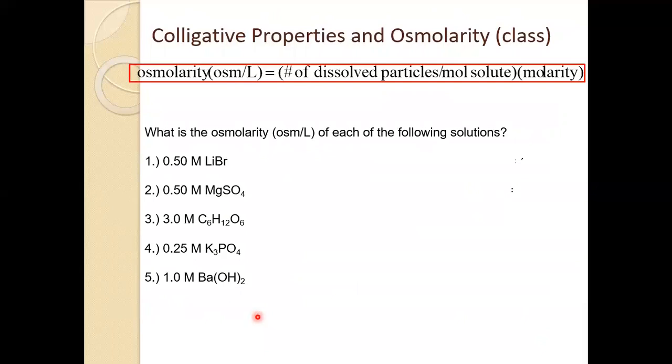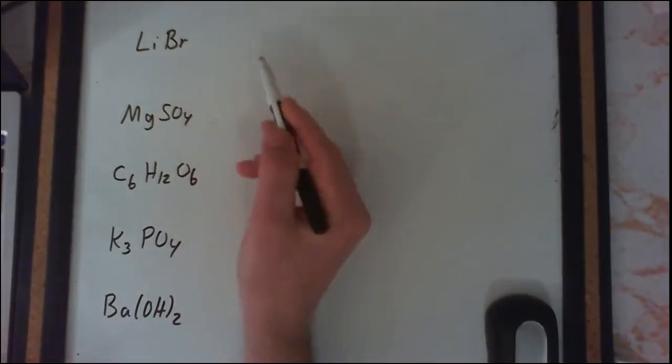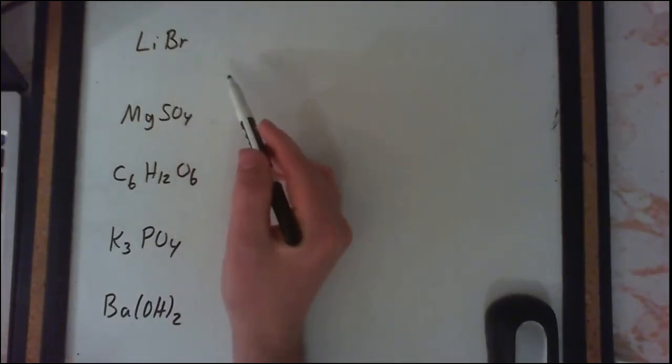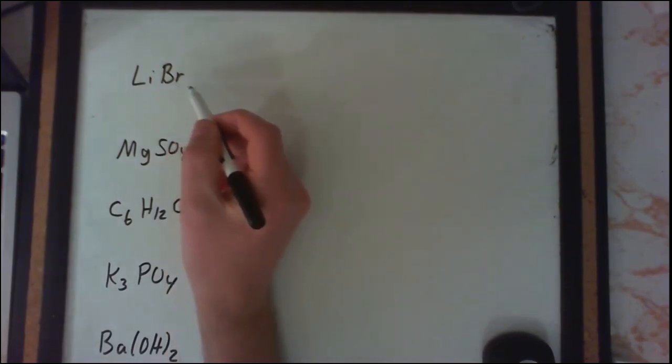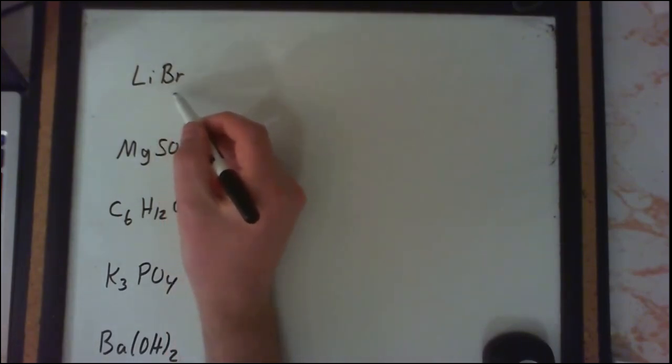We'll finish up with a couple of practice examples of determining the osmolarities of various solutions. The next lesson will then apply this new unit of osmolarity to predict and explain the colligative properties of various solutions. So we have, number 1, a 0.5 molar lithium bromide solution, and we want to determine what its osmolarity is. Part of that is determining how many particles are produced when 1 mole of the solute dissolves. Lithium bromide is an ionic compound.